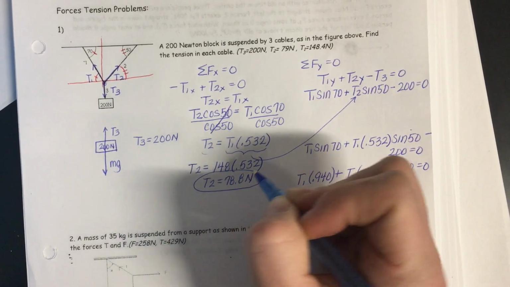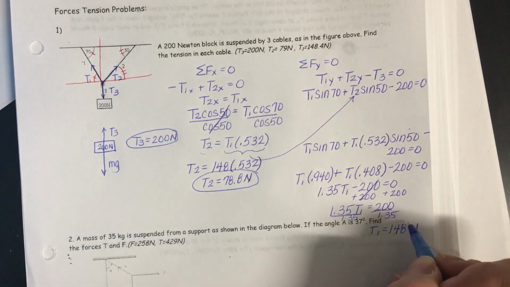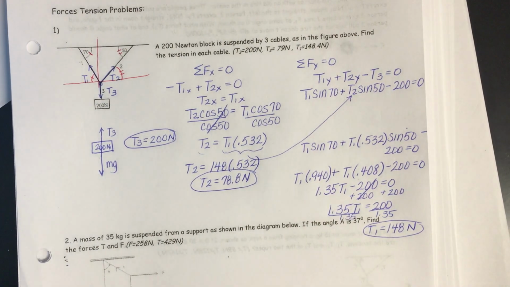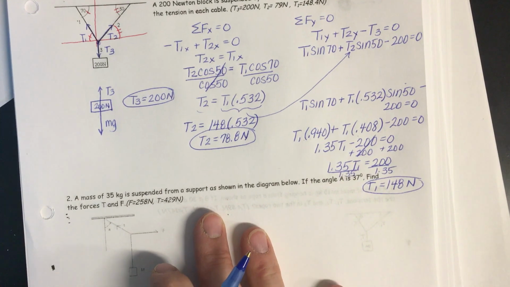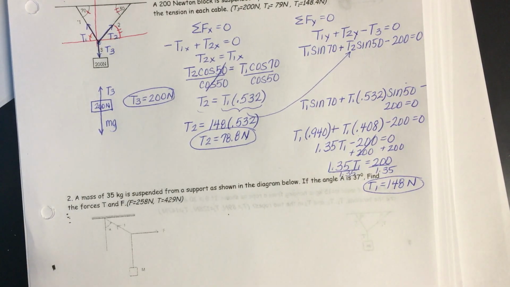So we found T2, we found T3, and we found T1. So a little bit trickier math, solving simultaneous equations, but it's the same thing that you do in math class all the time.